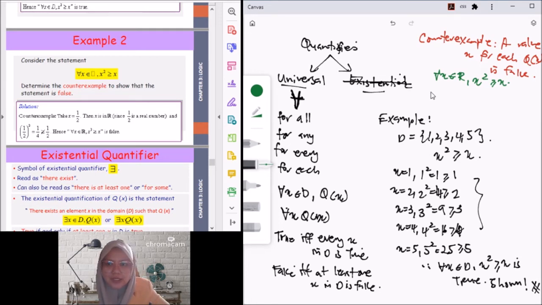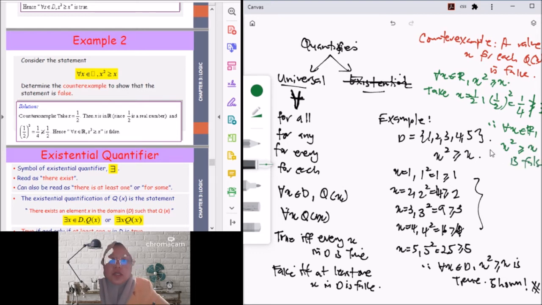So for example here, we take x equal to 1 over 2, where 1 over 2 is a real number in the domain that we set. So we have (1/2) squared equal to 1/4, whereby 1/4 is less than 1/2, so 1/4 is not more than or equal to 1/2. Hence, we can conclude that for all x in the real numbers, x squared more than or equal to x is false.